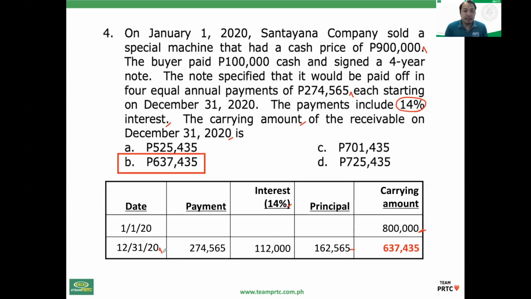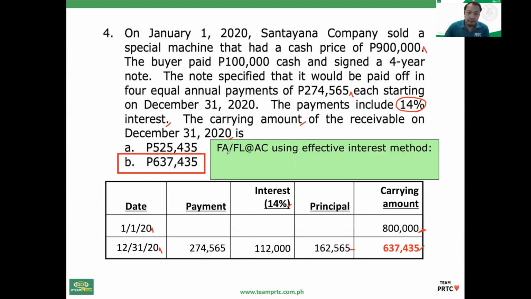Pero actually, pag inanalyze natin yung schedule na yan, yung carrying amount ng receivable na yan, yung 800,000 actually, yan yung present value ng cash flows as of this date, January 1. Kaya itong 637,435 na yan, present value lang din yan ng cash flows. Kaya lang as of December 31. So take note of this very important concept. Pag na-appreciate mo itong concept na ito, ma-appreciate mo yung accounting for notes receivable. And it will help you in simplifying a lot of computations.